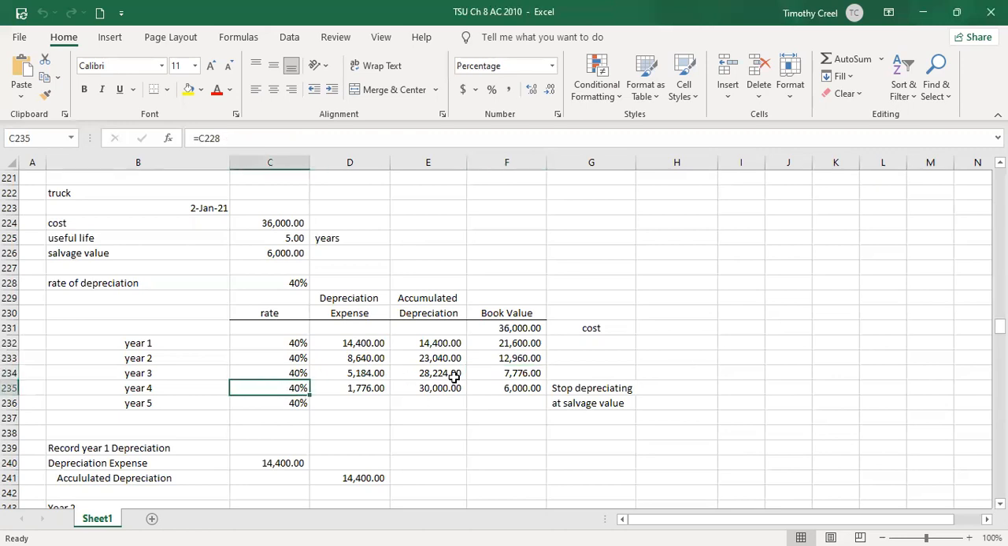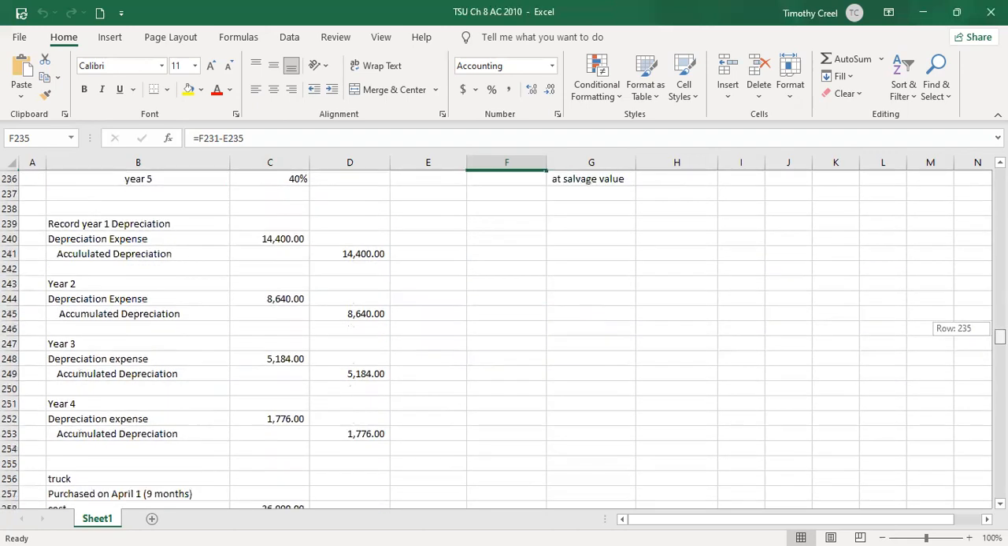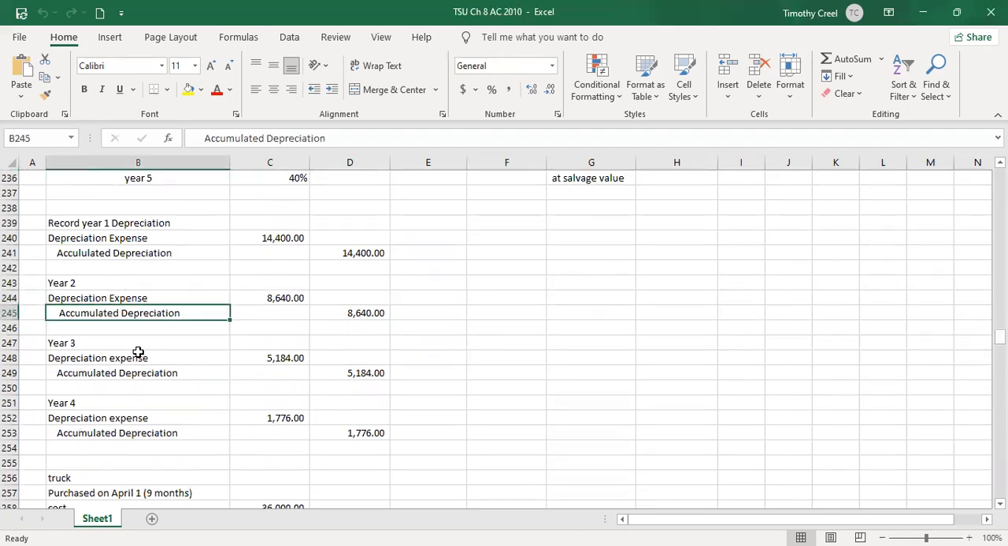And then this last year, we'd take 40% of the 1,776, except the one thing is we have to stop depreciating at the salvage value. So we would only be able to take 1,776 in depreciation in year 4, because we have to stop at the salvage value. So sometimes during the last year, you will not be able to take the full amount of depreciation because of this, because you have to stop at the salvage value. Notice again that all the journal entries were done the same way. Just every year, whatever the depreciation was, you recorded the entry.